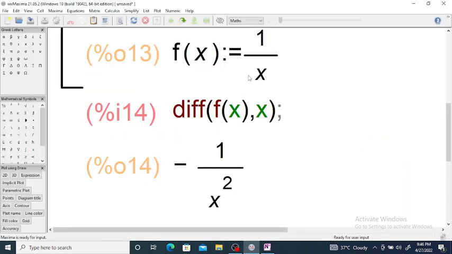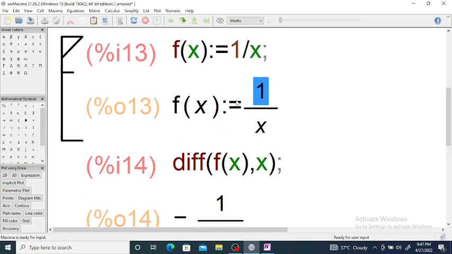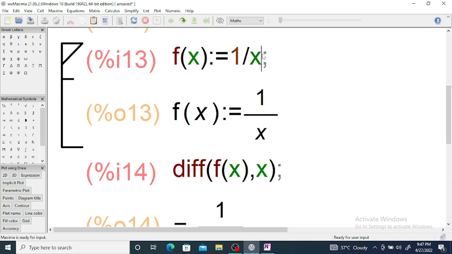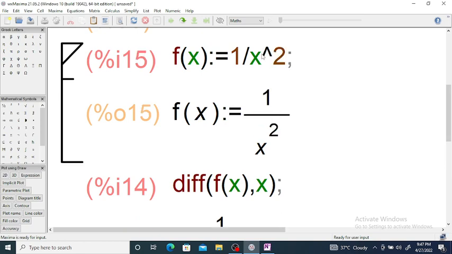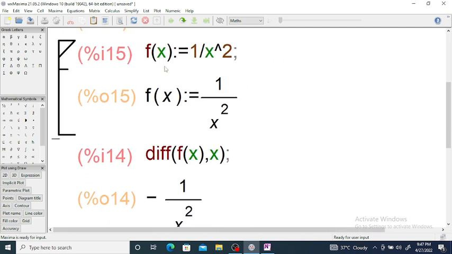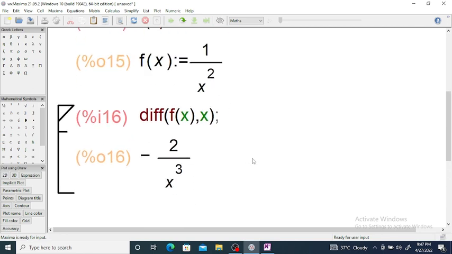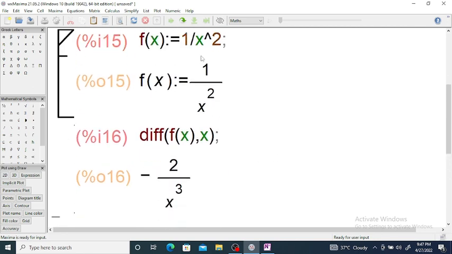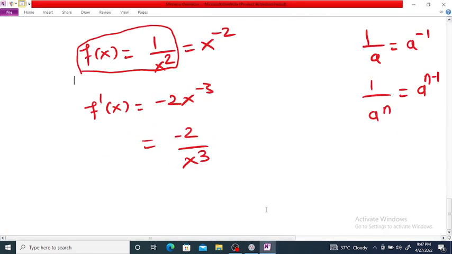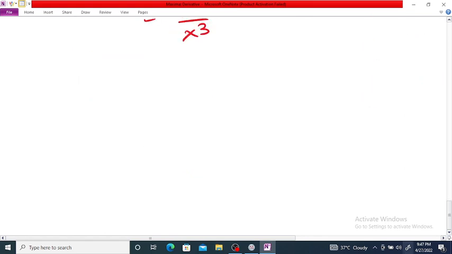So here you can check also, if f of x is equal to 1 by x square, then its derivative is equal to minus 2 by x cube. You can check here, if f of x is equal to 1 by x square, then its derivative, using this command diff of f of x, and the independent variable is x, is equal to minus 2 by x cube.